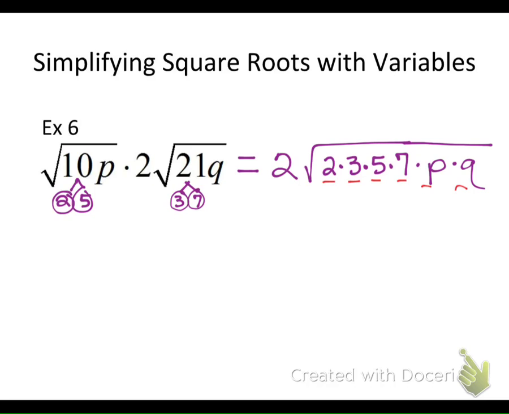So when I go to rewrite this, or simplify it, I'm going to put my equal. What's my coefficient? 2. What's my radicand? You're going to take 2 times 3 times 5 times 7. So 2 times 3 is 6. 6 times 5 is 30. 30 times 7 is what?